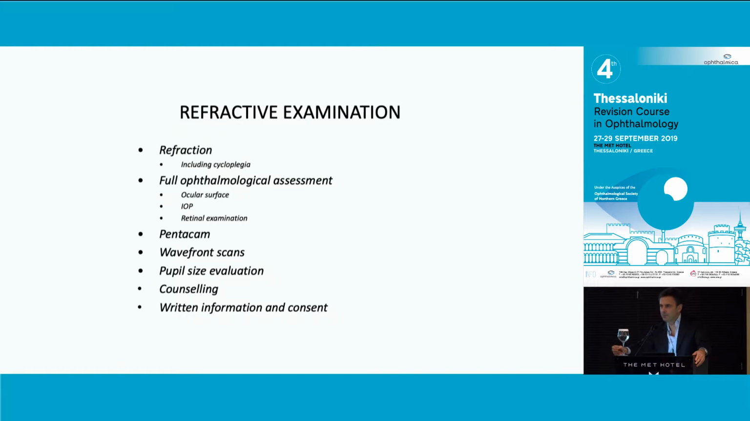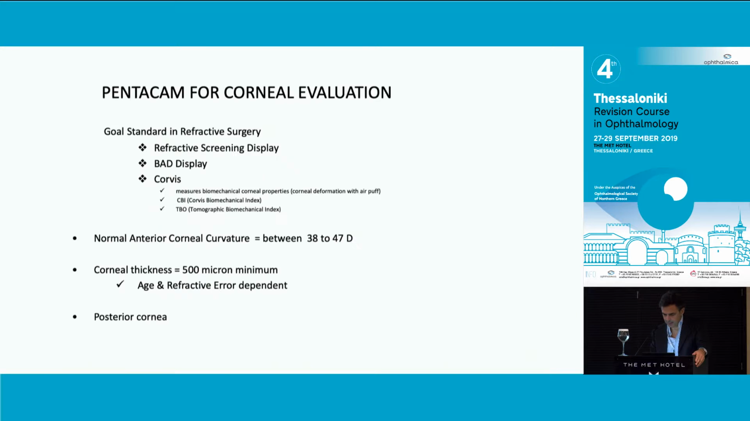If you are -3, it should be less of an issue because 10% is ±0.3, but if you are -10, 10% is ±1 or more, and therefore there will be more risk of needing a retreatment, which we normally offer free of charge at Moorfields. Written information and consent are key.